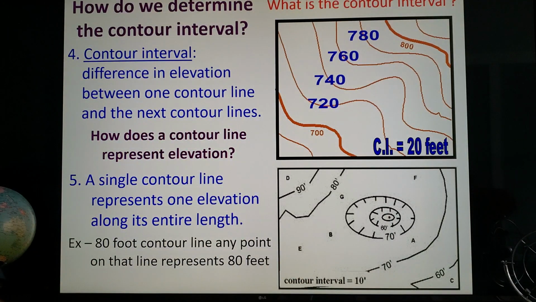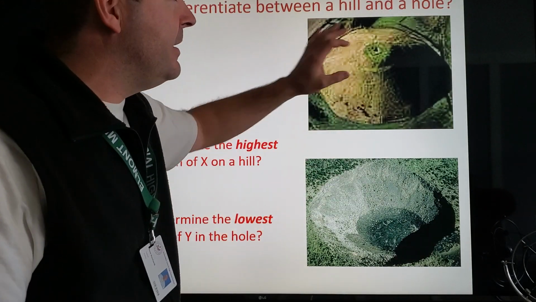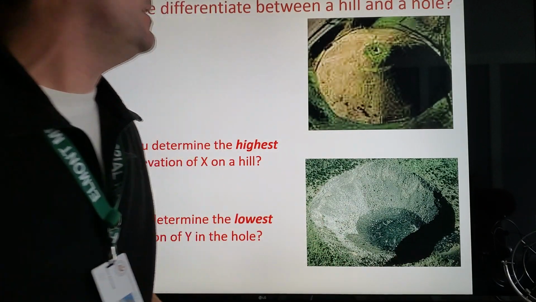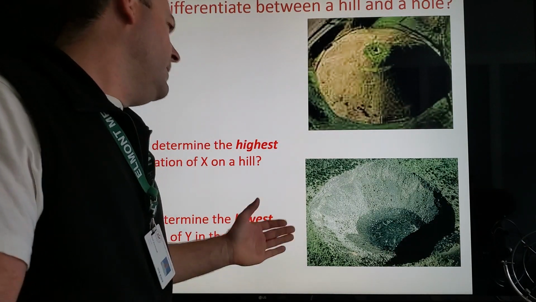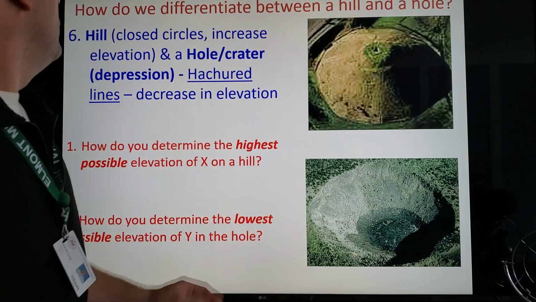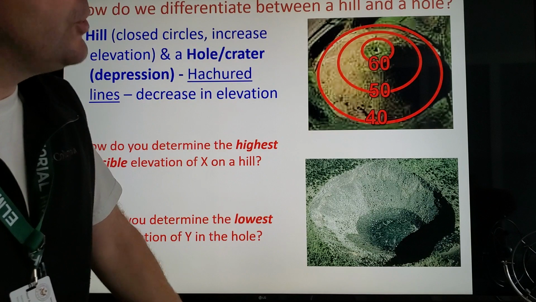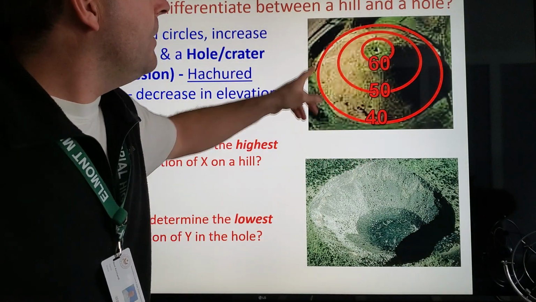It doesn't make any sense. All right? Here's the whole hill-hole scenario. Now, looking at this picture, you could probably say, oh, yeah, I could tell that's a hill. But remember, you're going to be looking at a flat map. It's a little trickier. Well, hills look like this on a map. They have these closed circles like so.